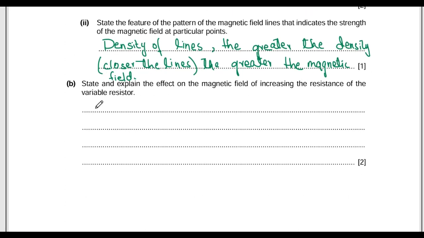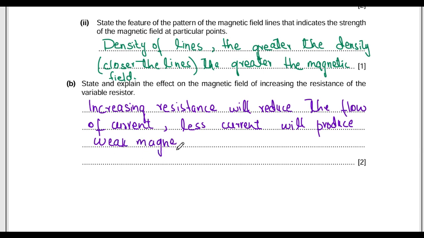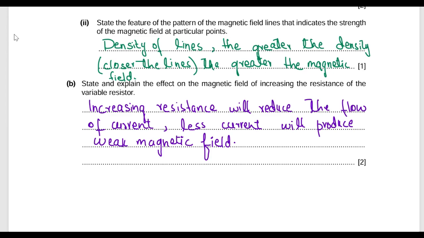So the answer is that increasing resistance will reduce the flow of the current. That means it will let less current pass through. So less current will produce a weaker magnetic field. Yes, so this is the answer.